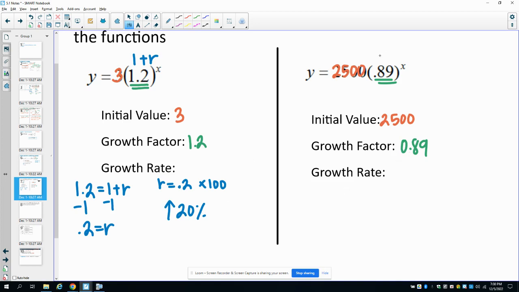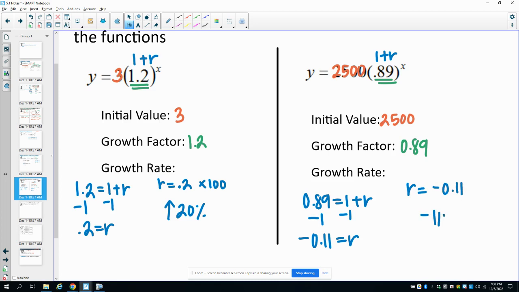So over here, this 0.89 is our 1 plus r. So now we have 0.89 equals 1 plus r. So when we subtract 1, we're going to get negative 0.11 as our r. So this means that our rate is decreasing. So our rate is negative 0.11, or as a percent, okay, that's negative 11%, or a decrease of 11%.